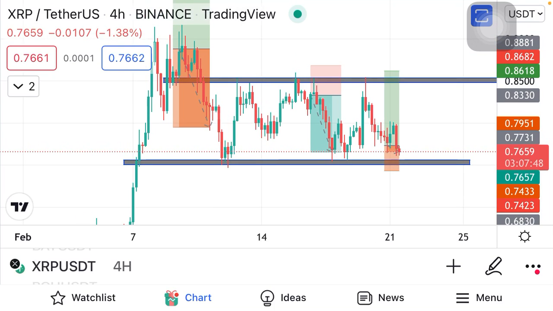So that is how you use support and resistance levels and then trending markets to enter trades. But these are not the only things you need to enter trades. We will talk about more in the next video.